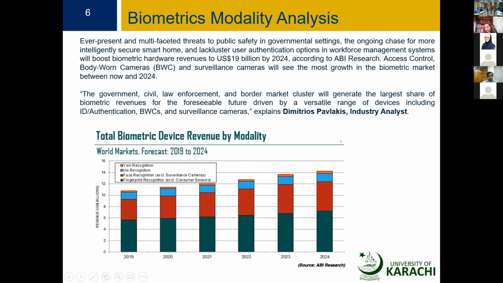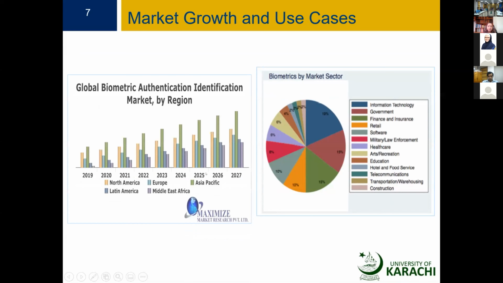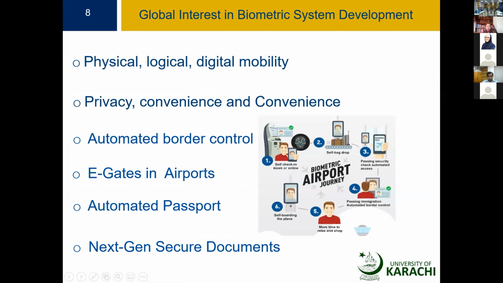You can also see the survey with respect to sectors or real world use cases where it is required: education, retail industry, finance, government, hotels and food services, telecommunication, transportation, construction. So it's a very, very rapidly growing area, biometric. Why do you need biometrics? Because everybody is traveling, and security demand is growing day by day.